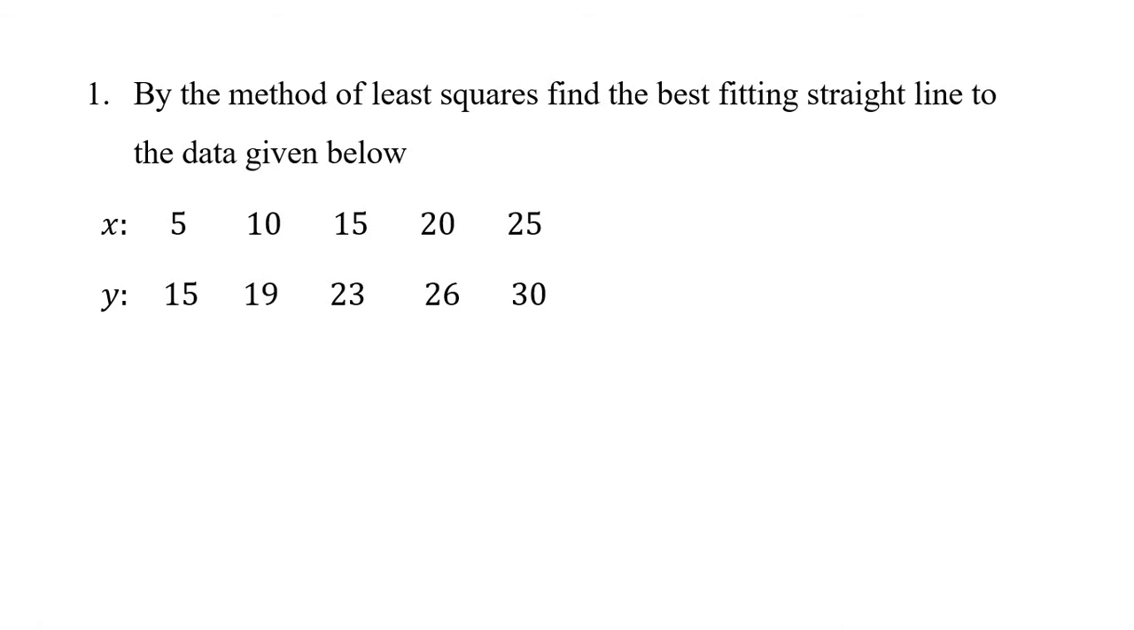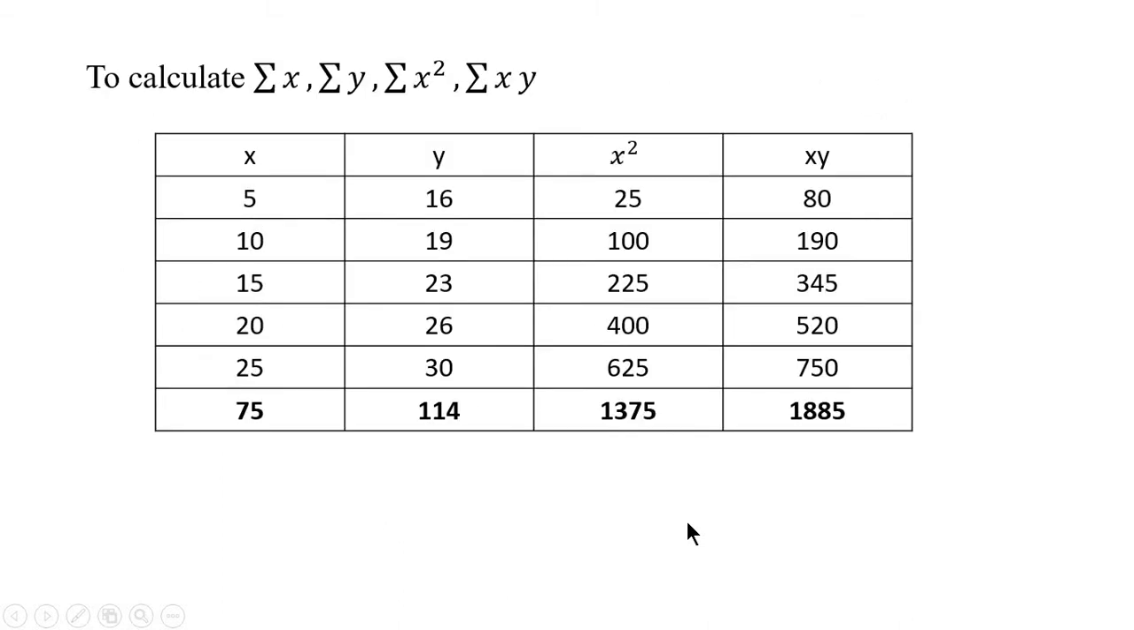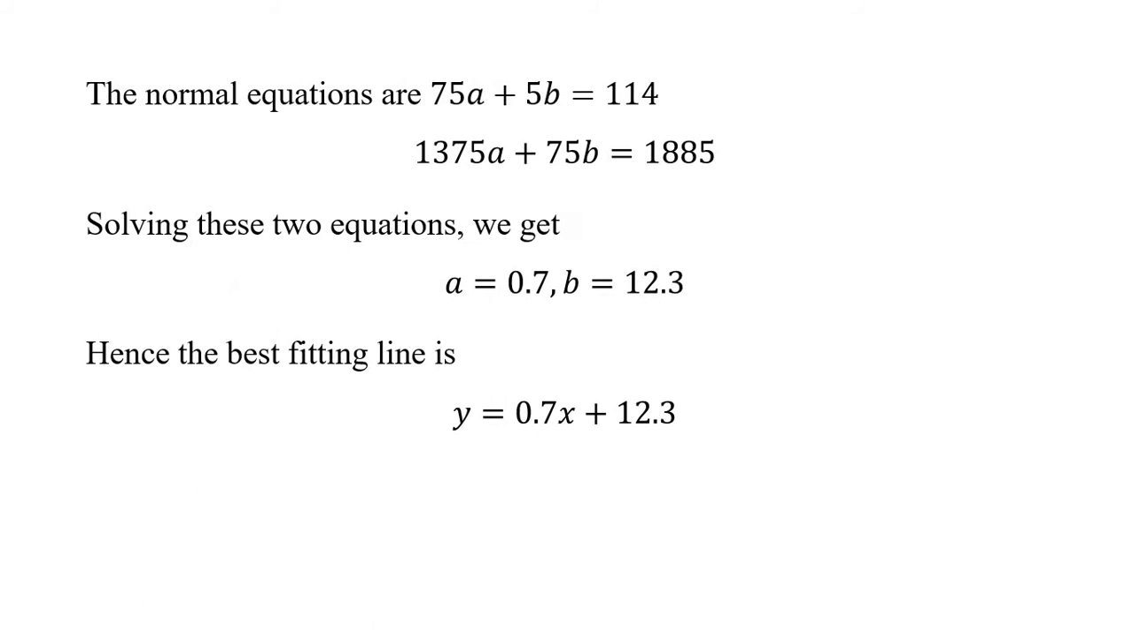Problem 1. By the method of least squares, find the best fitting straight line to the data given below. So here there are 5 values of x and y. Let us write the straight line y is equal to ax plus b and the normal equations by taking n as 5. From these normal equations, we know that we have to compute sigma x, sigma y, sigma x square and sigma xy. Construct the table and after computing those sums, substituting in the normal equation, use calculator to solve these two simultaneous equations to find out the value of a as 0.7 and b as 12.3. Substitute in our straight line to get the best fit.